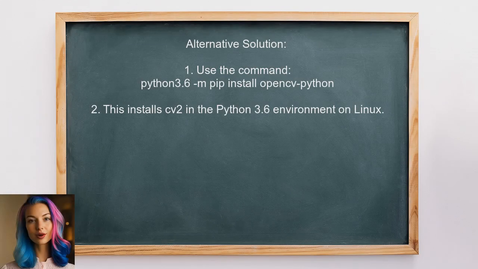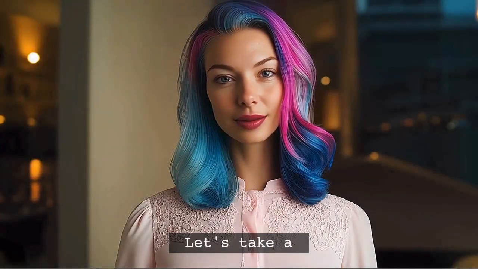An alternative solution provided by a user suggests using a specific command to install OpenCV. They recommend running python3.6 -m pip install opencv-python to install the cv2 module in the Python 3.6 environment on Linux. That's it for that answer. Let's take a look at another one.